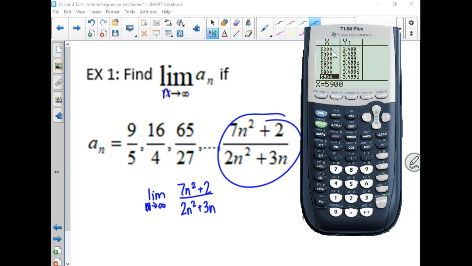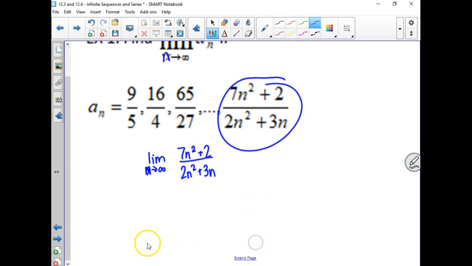Now, in this case, that's going to be a pretty good guess. In other cases, it may not actually start to get close to that number until way far out, like in the gazillions. So it might be hard to tell on your calculator. So let me show you another way that you can tell without your calculator. Okay?